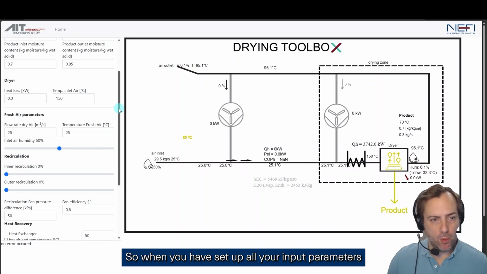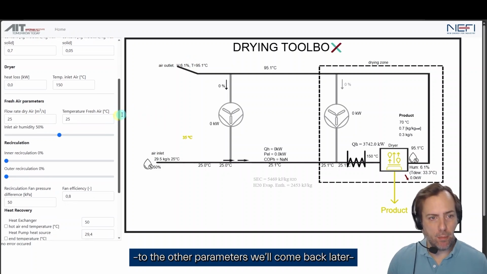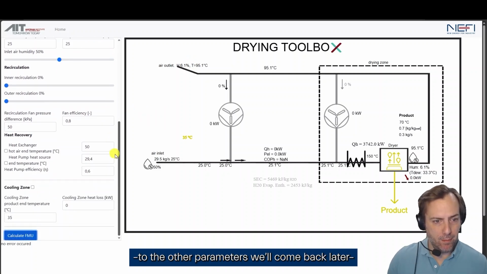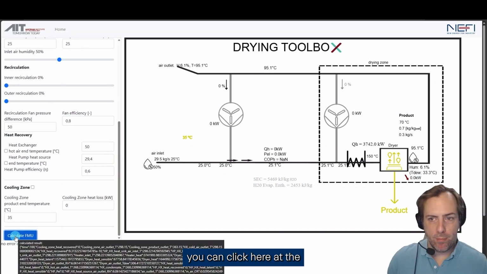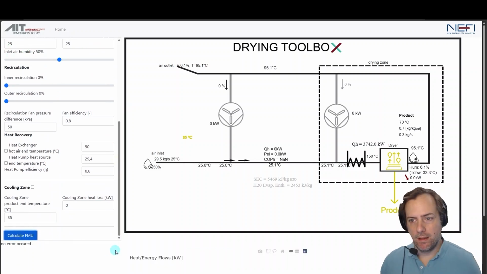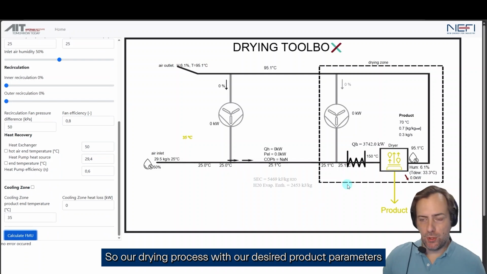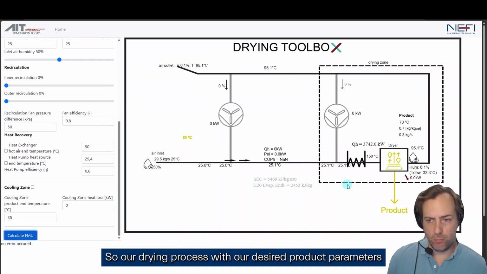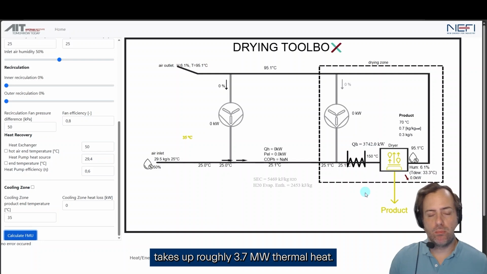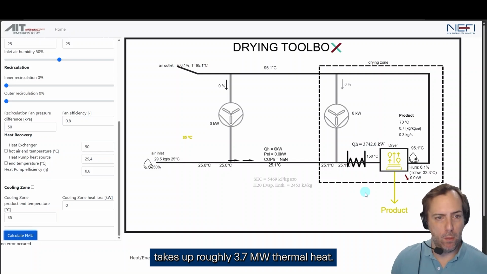So when you have set up all your input parameters, to the other parameters we come back later, you can click here at the bottom left, calculate, and there you see your result. So our drying process with our desired product parameters takes up roughly 3 megawatt thermal heat.